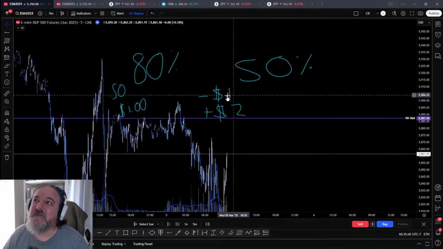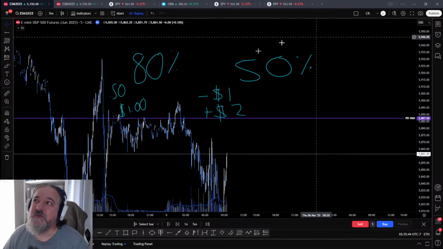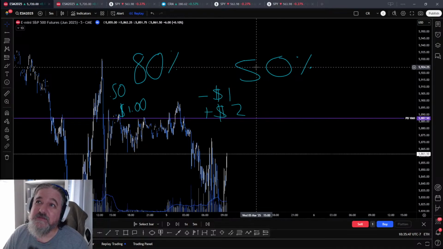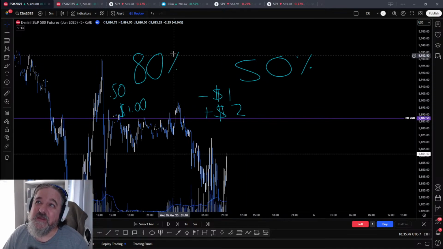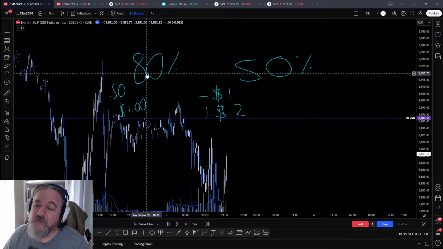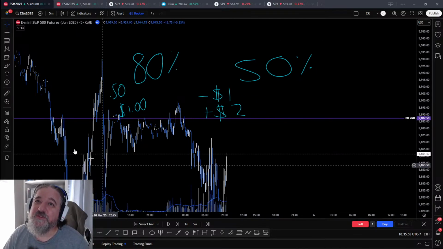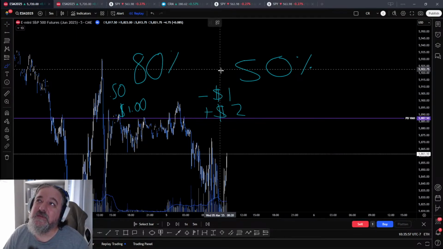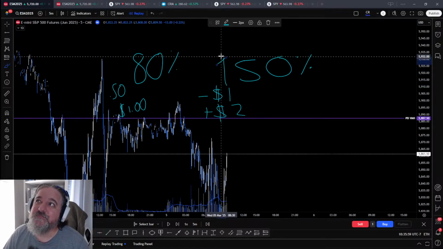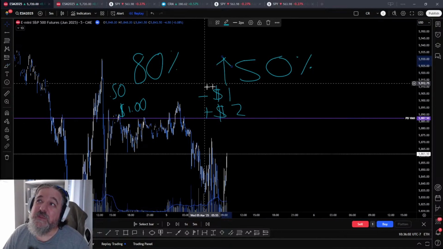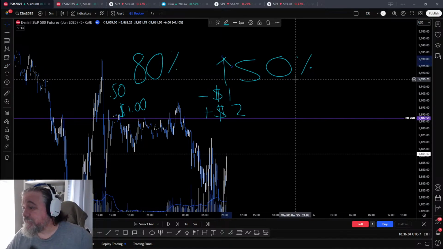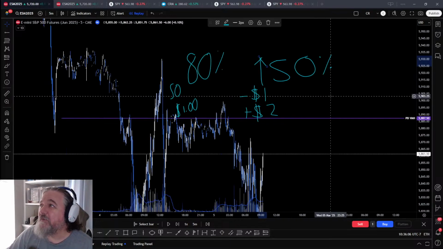This way, mathematically, you're profitable with a lower win rate. This way, you're losing money with a higher win rate. So we need to switch to this. And then, of course, our goal in doing this is to increase our win rate, right? How do we increase our win rate? We're absolutely going to get into that.